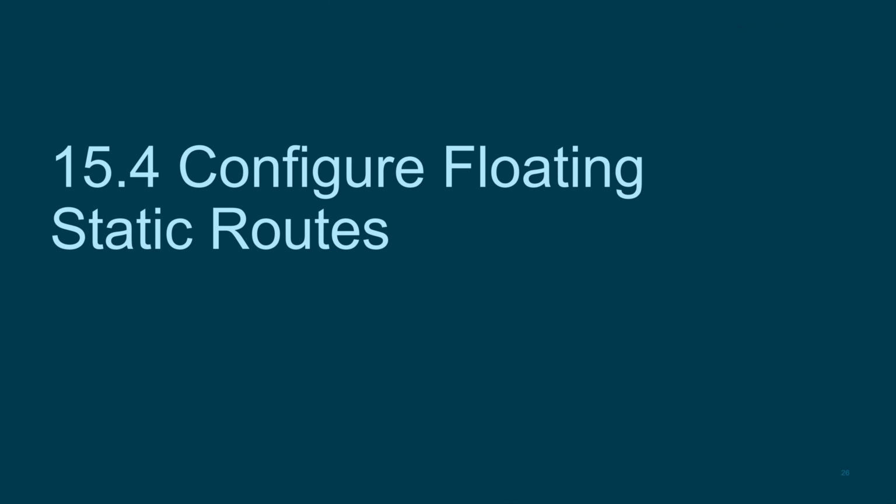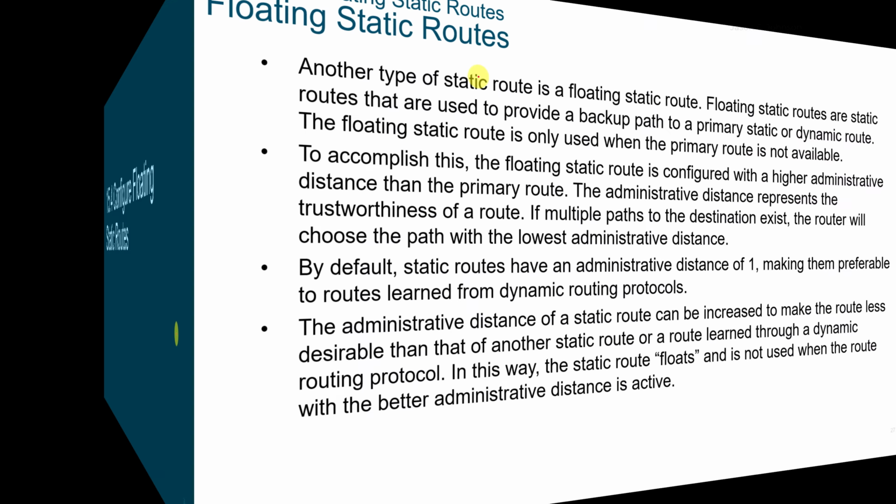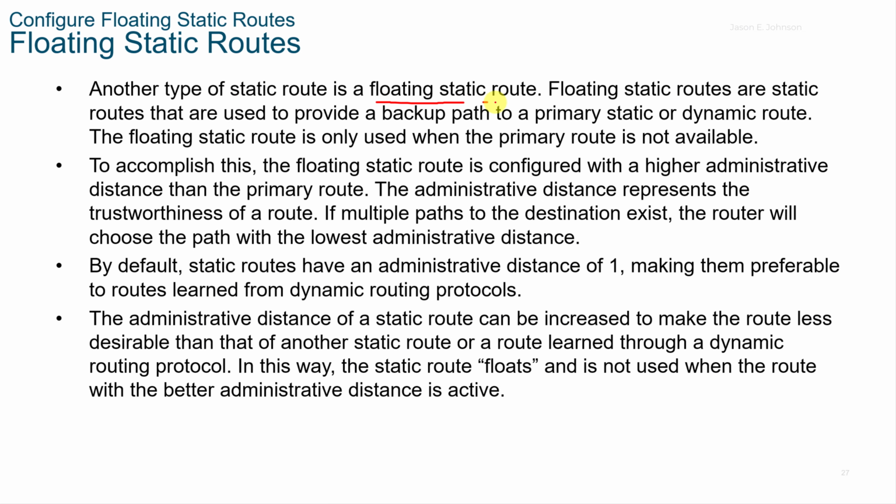15.4, configure floating static routes. Another type of static route is a floating static route. Floating routes are static routes that are used to provide a backup path to a primary static or dynamic route. And the floating static route is only used when the primary route is not available.